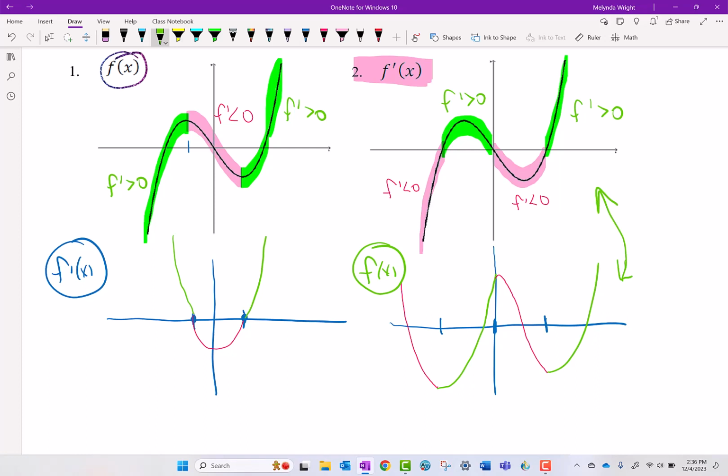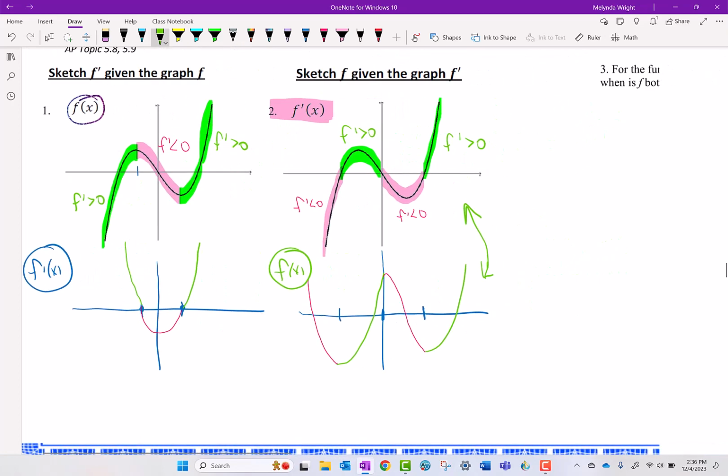Okay, so what that does is that gives us a good picture of what the derivative would look like given the function and what the function would look like given the derivative. So we've looked at both of those scenarios. All right, so let's go to our next example.